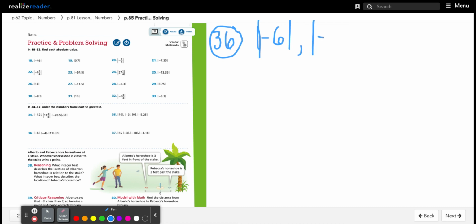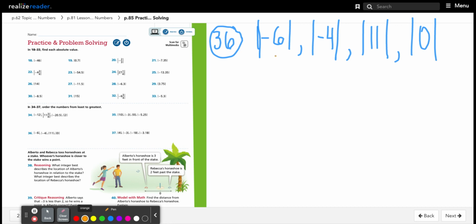The absolute value of -4. The absolute value of 11. And then the absolute value of 0. So let's find the absolute value of each of these numbers. Well, what is the absolute value of -6? Absolute value is always positive, so the absolute value of -6 would be 6. What's the absolute value of -4? 4. The absolute value of 11 is 11. And the absolute value of 0 is 0.